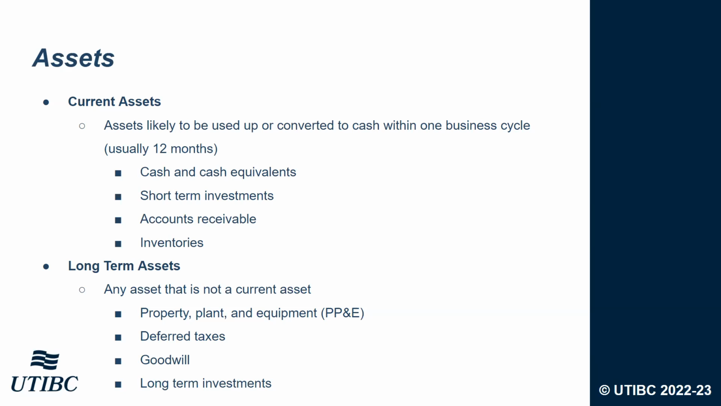Accounts receivable refer to the money that customers owe the company. This may include an allowance for doubtful accounts, as some customers may not pay what they owe. And inventory, self-explanatory again, refers to any goods available for sale, valued at the lower of cost or market price.